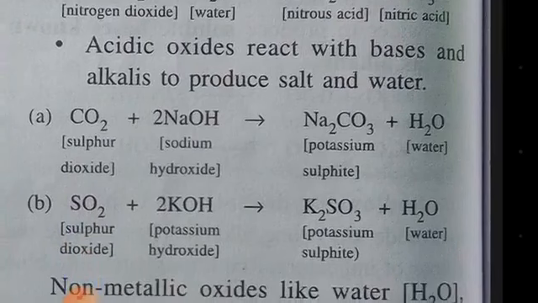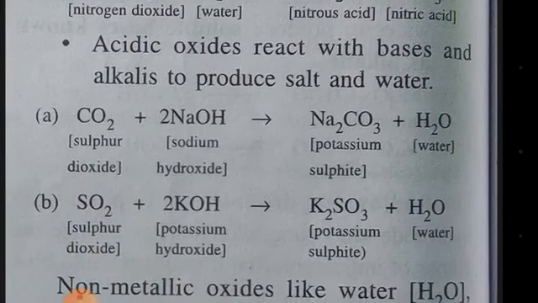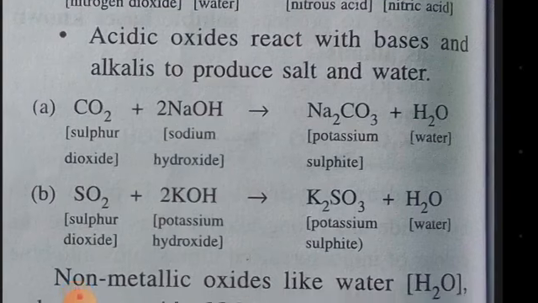Carbon dioxide when it reacts with sodium hydroxide, we get sodium carbonate plus water. Similarly, sulfur dioxide, this is not sulfur dioxide, this is carbon dioxide. In A, what is that? Carbon dioxide, and B is sulfur dioxide. Sulfur dioxide when it reacts with potassium hydroxide, then it gives potassium sulfite plus water.